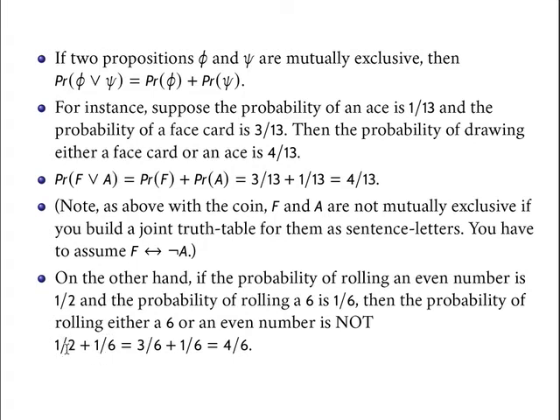So if we add up 1/2 and 1/6, what we get is 4/6, or 2/3. Okay, but the probability of rolling either a 6 or an even number is not 2/3. And the reason for that is that 6 is an even number. So that is to say that rolling an even number is not mutually exclusive from rolling a 6. It's possible to do both. And specifically in the case where you do roll a 6, you also roll an even number.